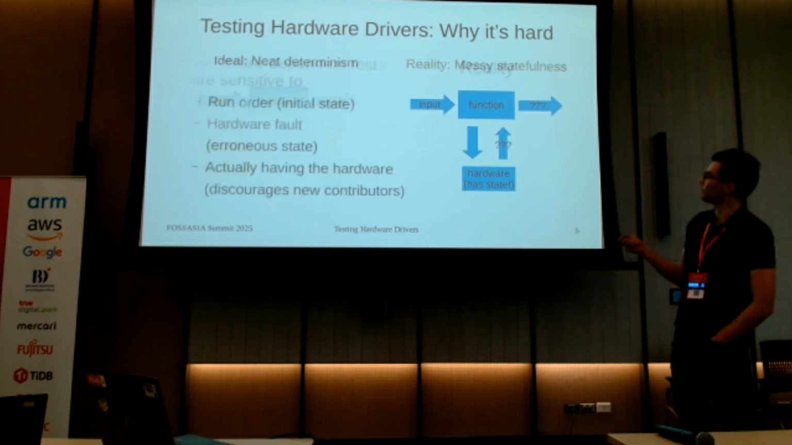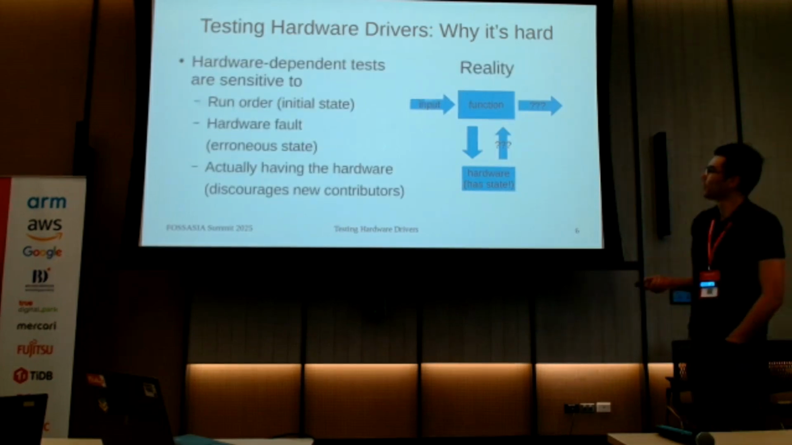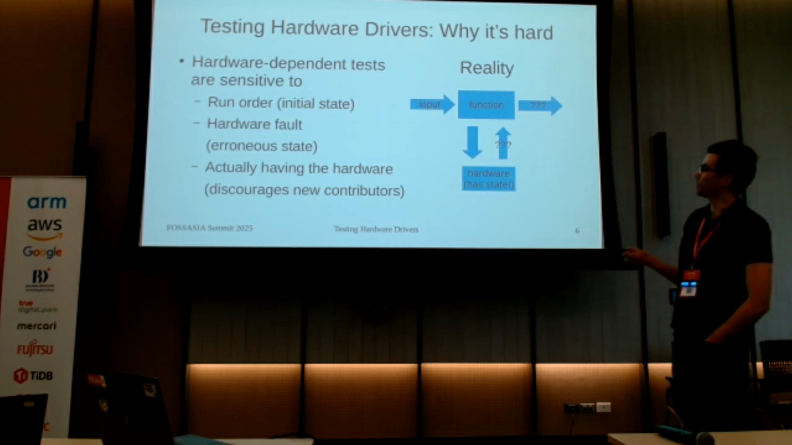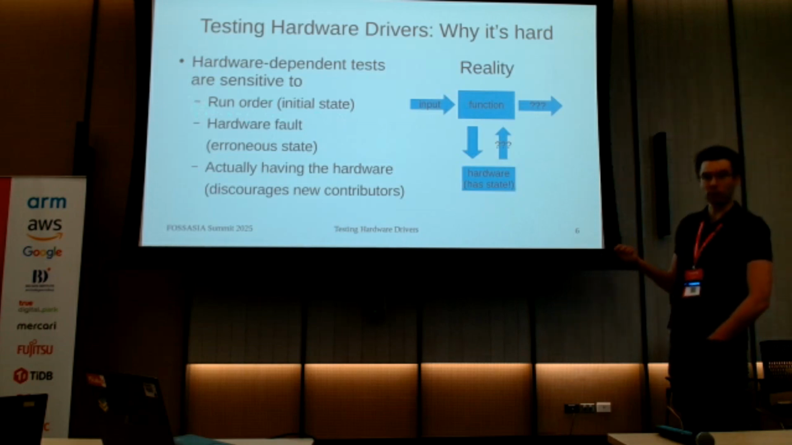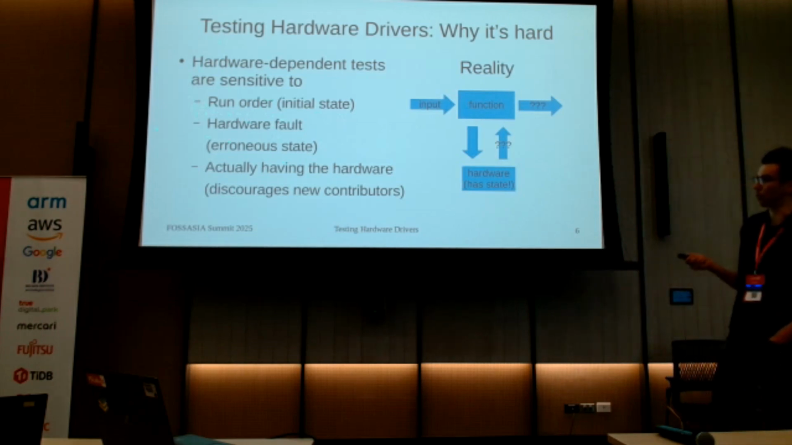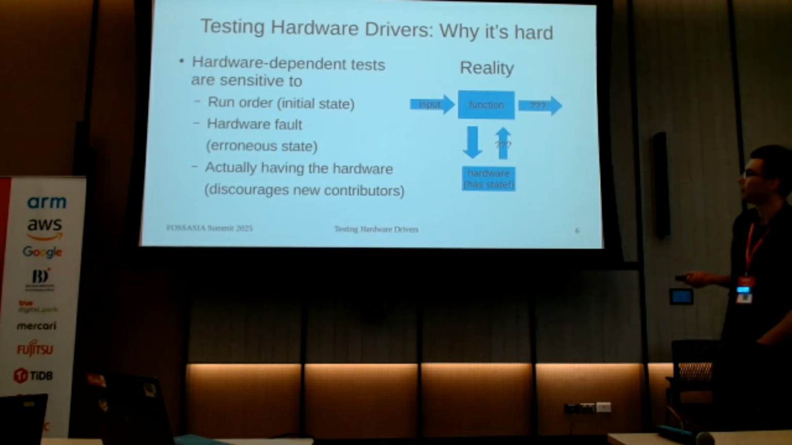How can we deal with that? Well, the most obvious way is to just keep the hardware in the loop. But if we do that, the tests become sensitive to the order in which you run them, because the tests themselves, when you run them, affect the state of the hardware. The tests become sensitive to hardware fault. If something breaks, your tests will fail, and it's not going to be immediately obvious why they're failing.